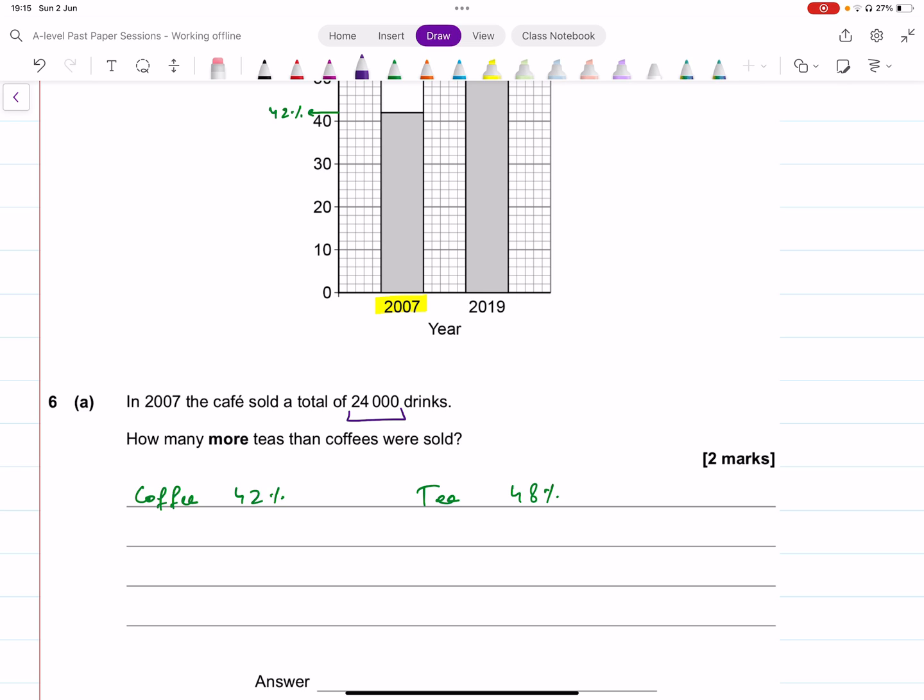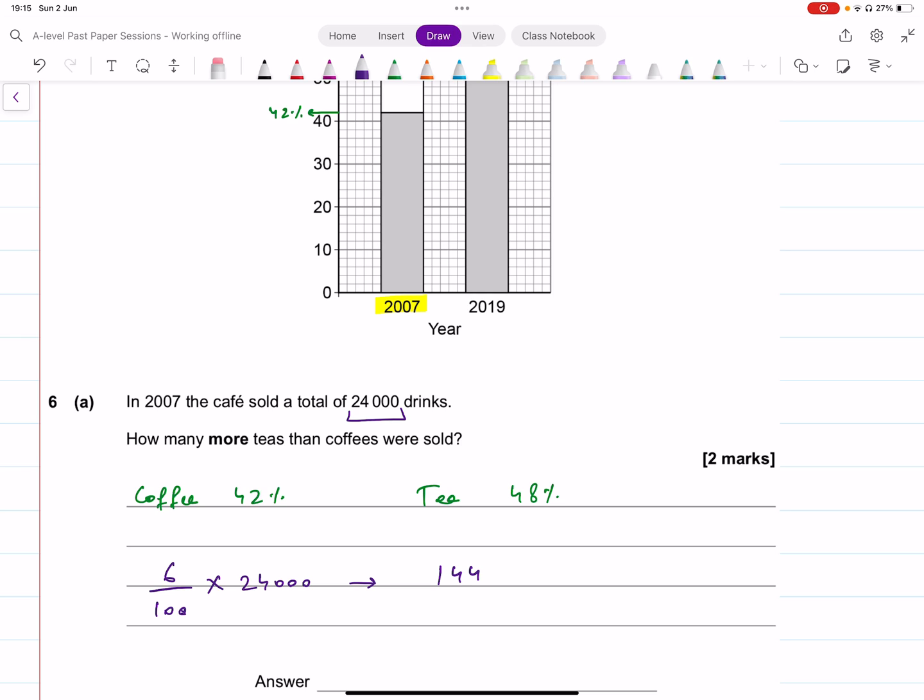What's the number of teas that were more than the number of coffees? You can find 6% of 24,000 and see what that gives you. 6 over 100, that's 6% of 24,000, and that's going to give you the number of teas that were greater as compared to the number of coffees. Let's see what that turns out to be. 6 over 100 multiplied by 24,000, and that's giving me 1,440.